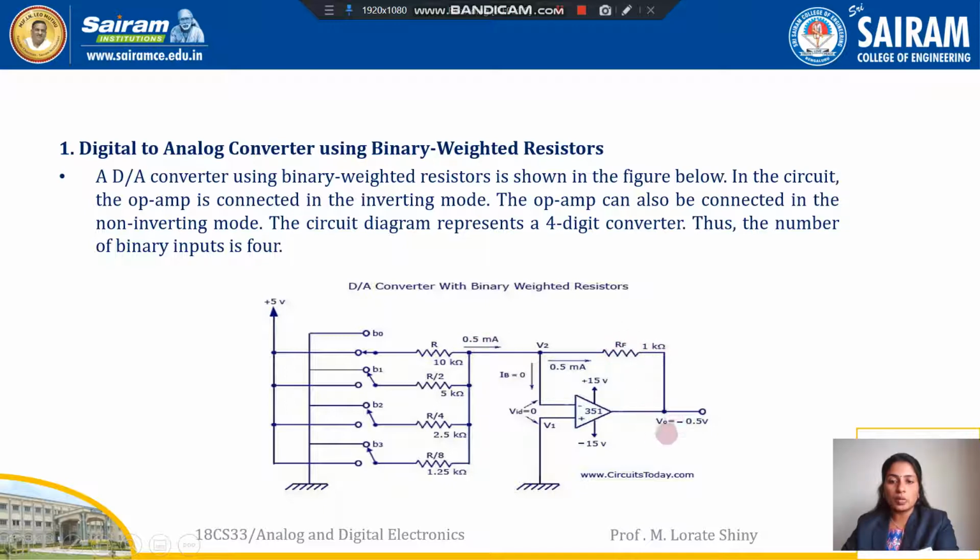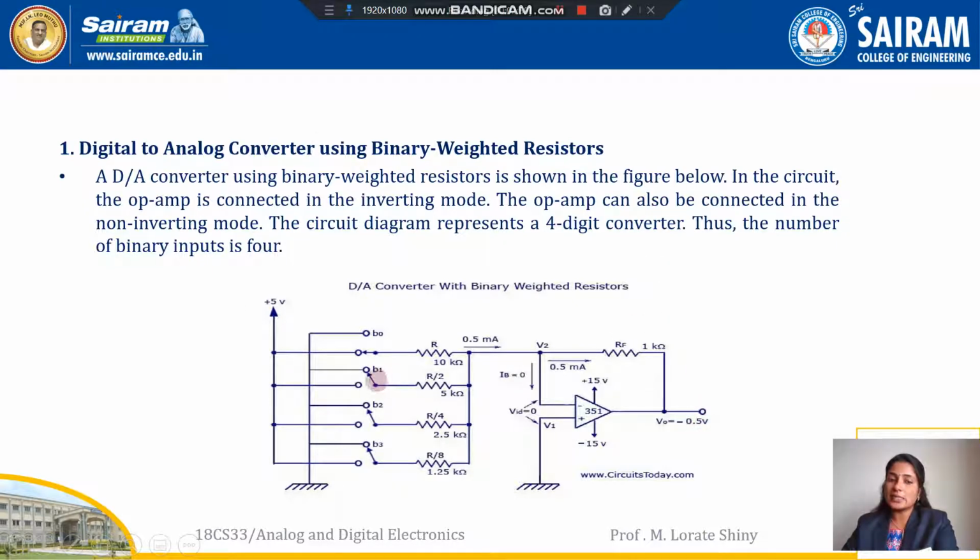So the final output can be calculated. Final output voltage can be calculated by using this formula: V is equal to I into R. I is 0.5 milliampere, R feedback resistor is 1 kilo ohm. Multiply these two, 0.5 and 1, you will get 0.5 volt. Since the op-amp is an inverting op-amp, we have to put minus. So the output is minus 0.5 volt. So this is the first case.